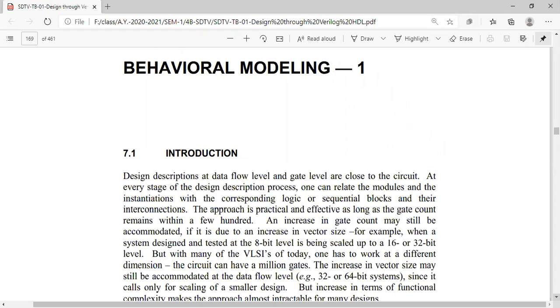In the behavioral modeling, we will be writing the code with the help of the truth table. That means by seeing the truth table, we can define: if A is 0 and B is 0 and C is 0, the output Z should be 0. Like this, if A is 0, B is 0 and C is 1, the output Z is equal to 1, like this. That means you are defining the behavior, so we call it a behavioral model.